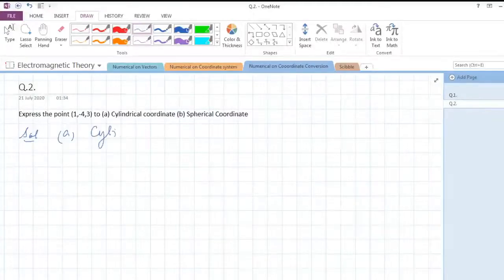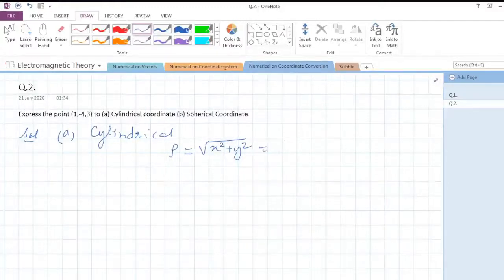Let me write the heading also so that we remember what we are going to do. So first is cylindrical, and we know that cylindrical coordinate system has 3 coordinates: rho, phi and z. It has 3 dimensions, and the given dimensions to us are x and y. So do you remember this formula? Rho is equal to under root x square plus y square. It was Pythagoras theorem. Rho was the hypotenuse.